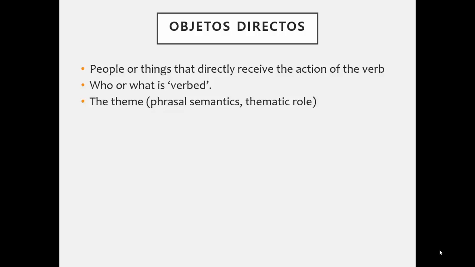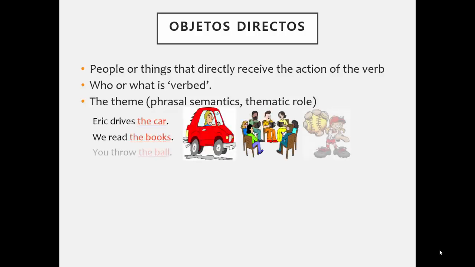Let's put these definitions to use with some sample sentences. Take these English sentences. In each case, the direct object comes after the verb, and it is the person or thing that is somehow undergoing the action of the verb. The car is what Eric is driving. The books are what we read. The ball is what you are throwing. John is the person I see.